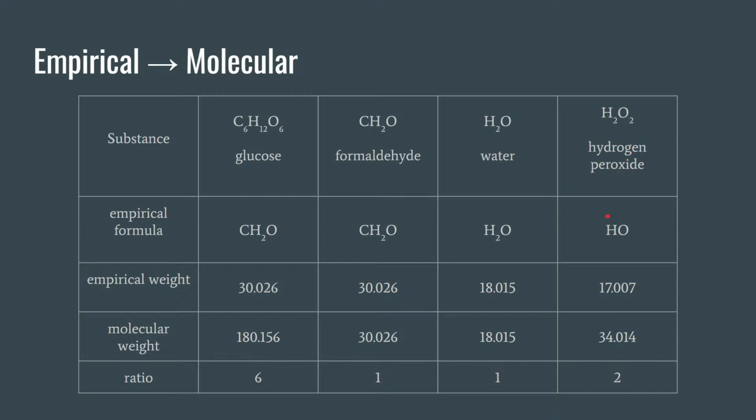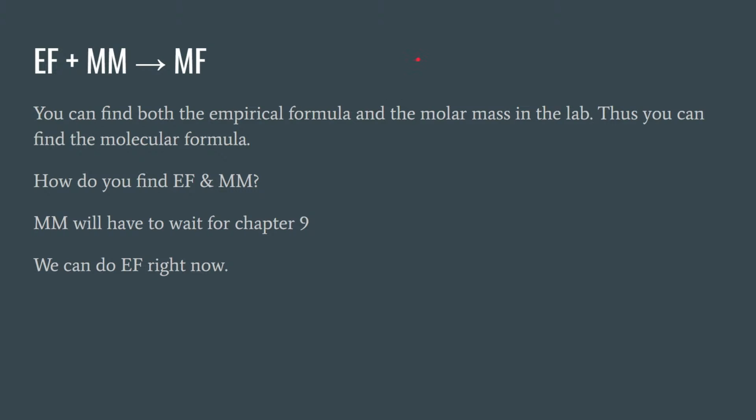So with the empirical formula and the molecular weight, you can find the molecular formula. So those two things, you can find the empirical formula and the molar mass in lab. So you can find the molecular formula. But how do you find empirical formula and molar mass? Now, empirical formula is what we're going to be working on now. Molar mass will have to wait till chapter 9 when we start talking about gases.